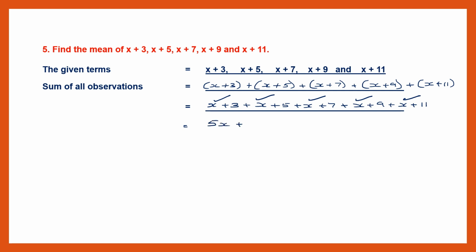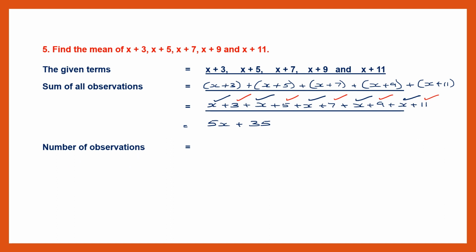Now we'll add up all the terms. What are all the terms? We have 3 plus 5 is 8. 8 plus 7 is 15. 15 plus 9 is 24. 24 plus 11 is 35. So here we have 35. 5x plus 35.